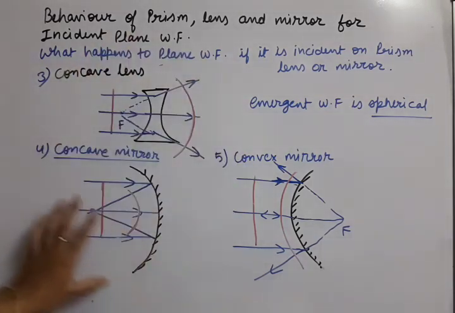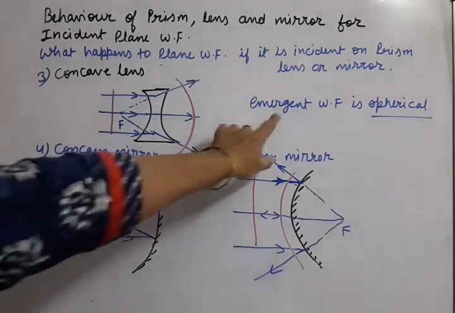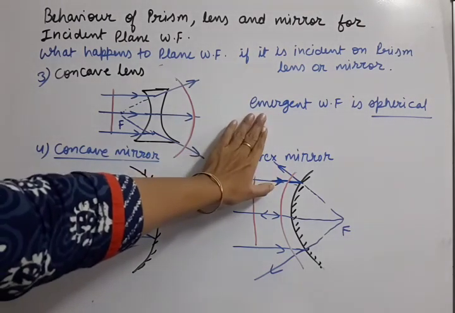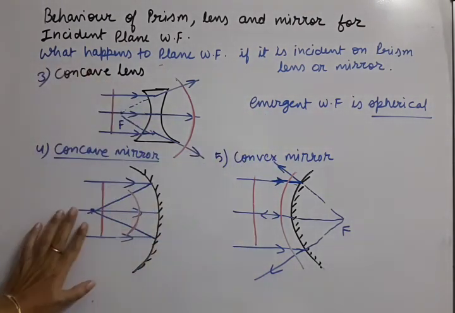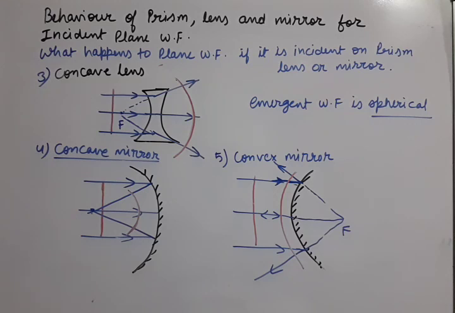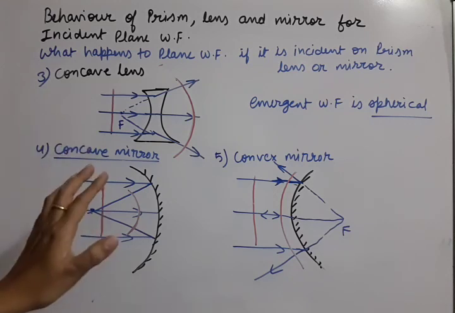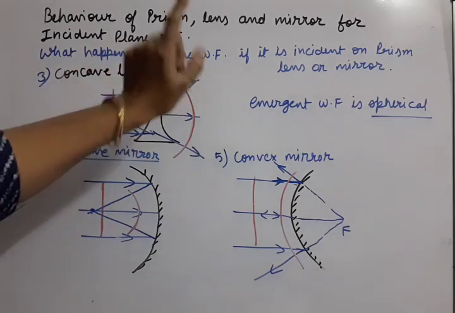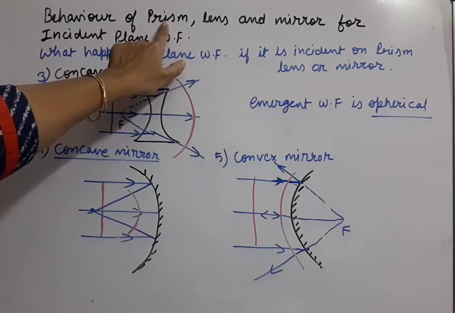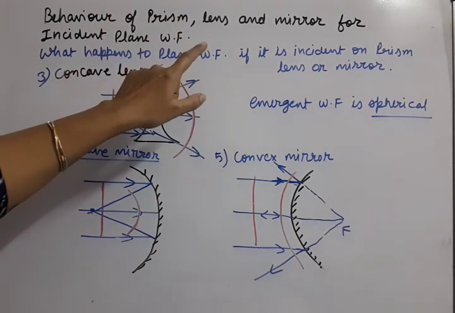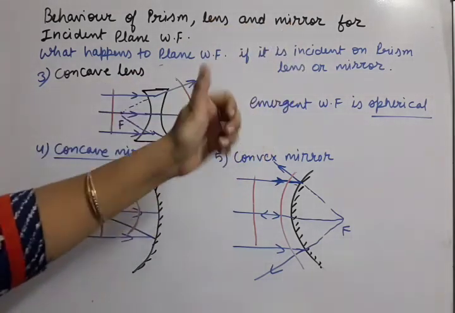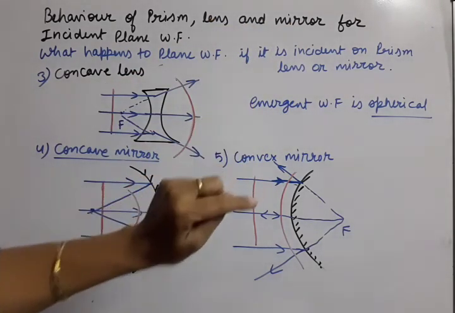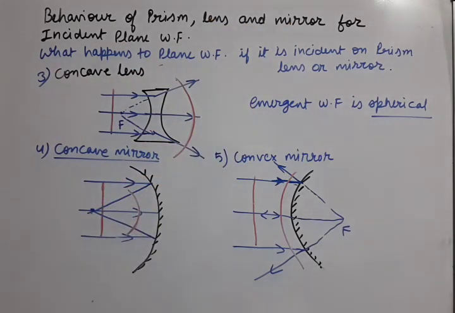So in all these cases, lens and mirror cases, our emergent wavefront is spherical. This is the common conclusion. You can note down for all these cases. So this way you have to remember how the prism or lens or mirror behave for a incident plane wavefront. So the conclusion is prism doesn't do any change in the plane wavefront. Plane wavefront will remain plane wavefront, but lens and mirror converts the plane wavefront to spherical wavefront. Okay, so Huygens chapter is completed.